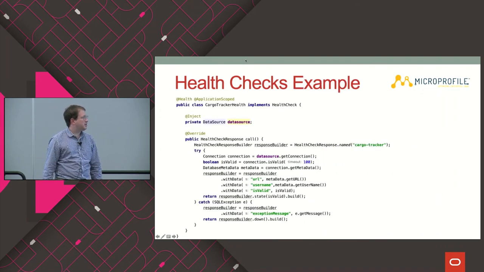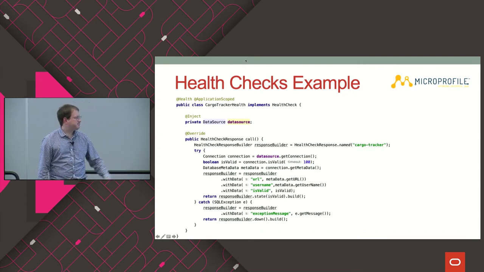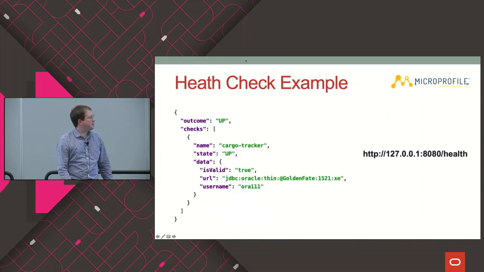So this is an example right here where I'm saying that whether the system is running okay or not is contingent upon whether the system can access the database. So in this health check, I get my data source and I check to see if it is valid. And then depending on whether it's valid or not, I write back some information like what database I'm connecting to, what's the username, is it valid, et cetera. I build up and send the response back.